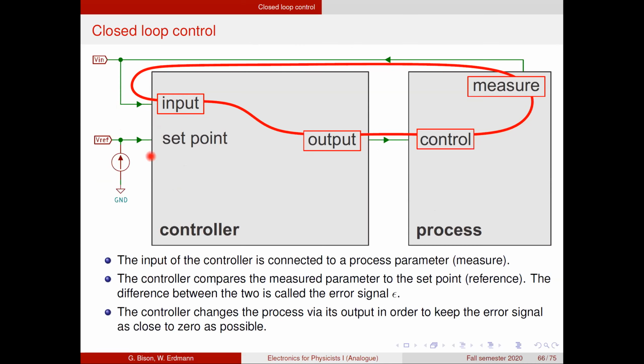And the set point typically is a voltage that you can define on the outside, or you can set it somewhere inside your device. And then the first thing the controller does is it builds the difference between the two. And the difference between the input and the set point is called the error signal. It's abbreviated epsilon. And then the controller changes its output, with which it somehow controls the process, such that the error signal becomes as small as possible. It always tries to get the error signal to 0.